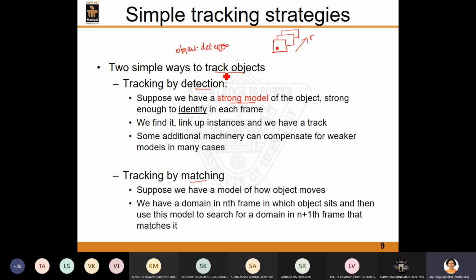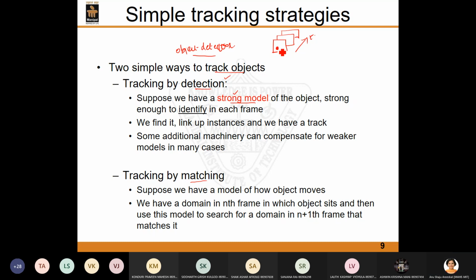So in this approach, which is tracking by detection, it makes use of an object detector, a strong object detector, in the sense that you can say with high accuracy, with a high confidence level, that whatever has been detected is the actual region of interest, the object which I will be tracking throughout. So the first step, as I said, is to have an object detector, and then using that detector, you try to find out what the object is in the first frame.